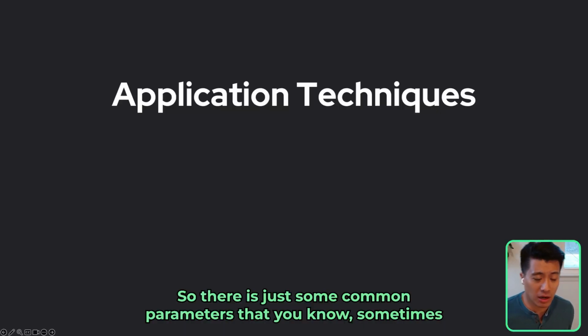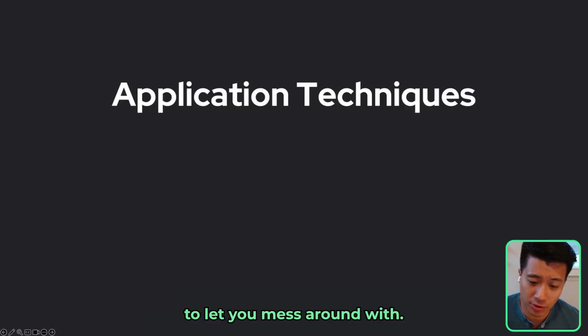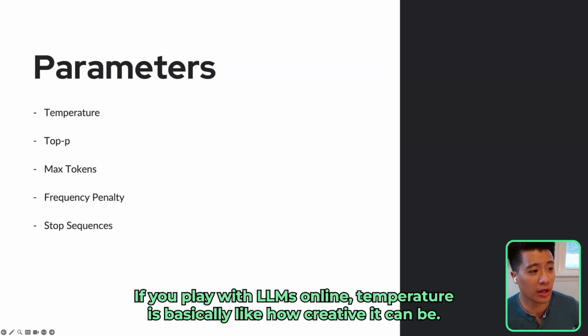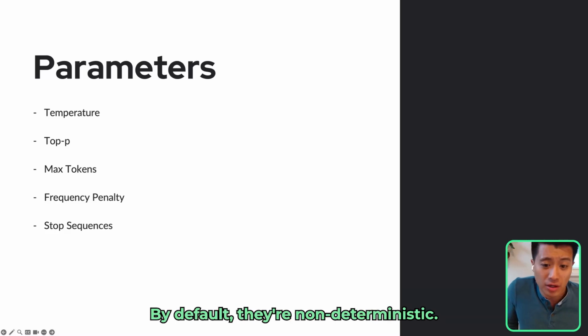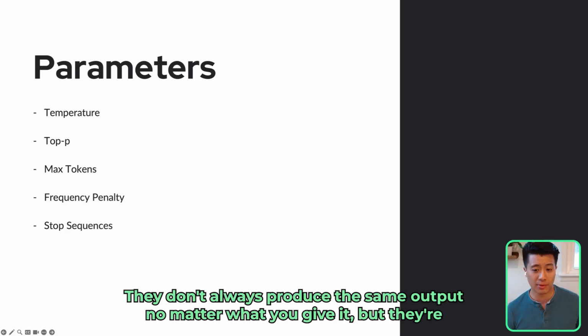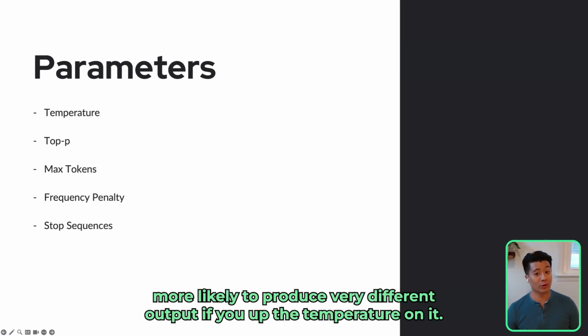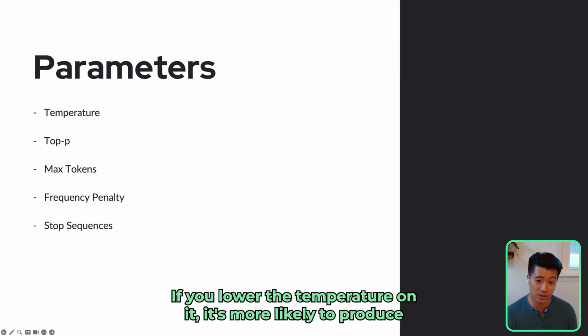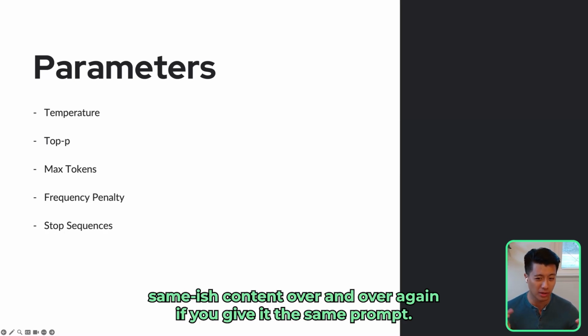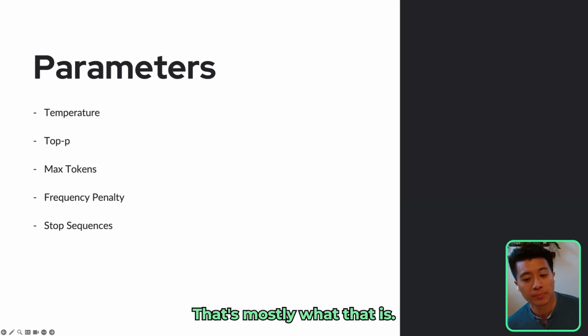There are some common parameters that sometimes they let you mess around with if you play with LLMs online. Temperature is basically how creative it can be. By default, they're non-deterministic. They don't always produce the same output, no matter what you give it, but they're more likely to produce very, very different output if you up the temperature. If you lower the temperature, it's more likely to produce same-ish content over and over again if you give it the same prompt. That's mostly what that is.